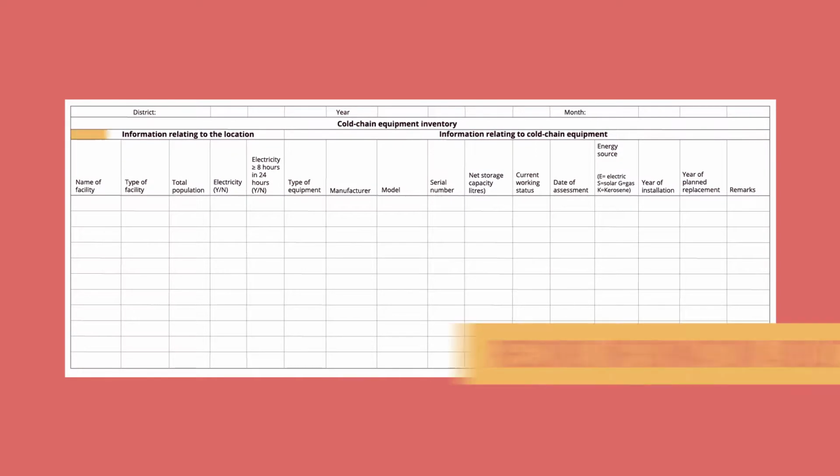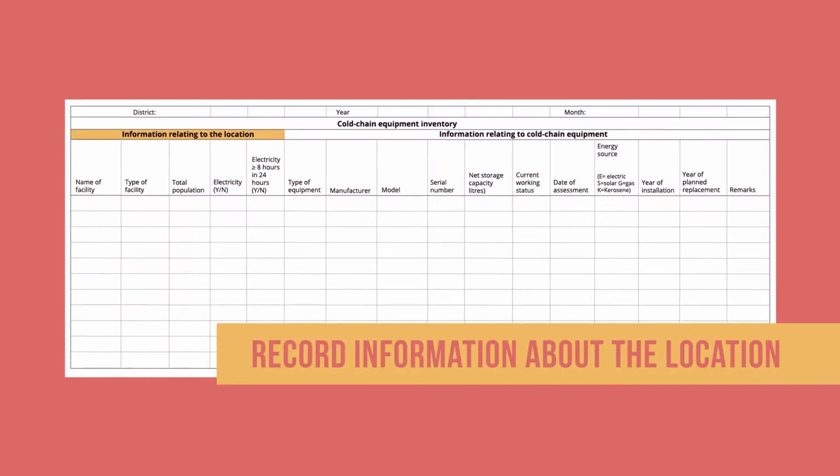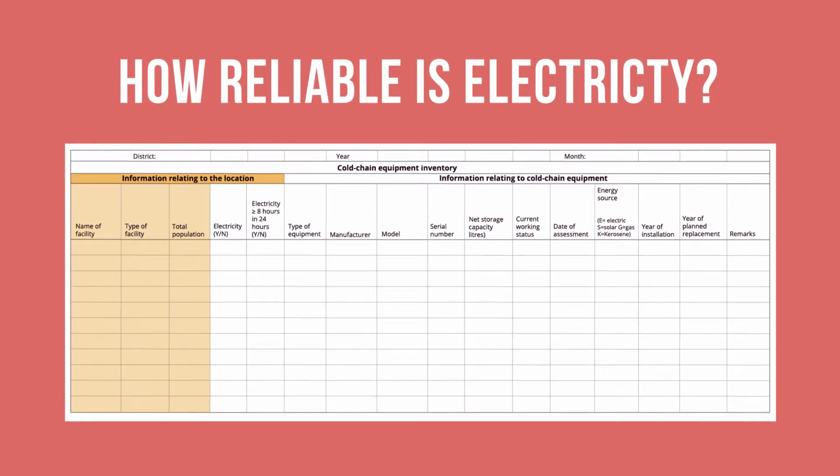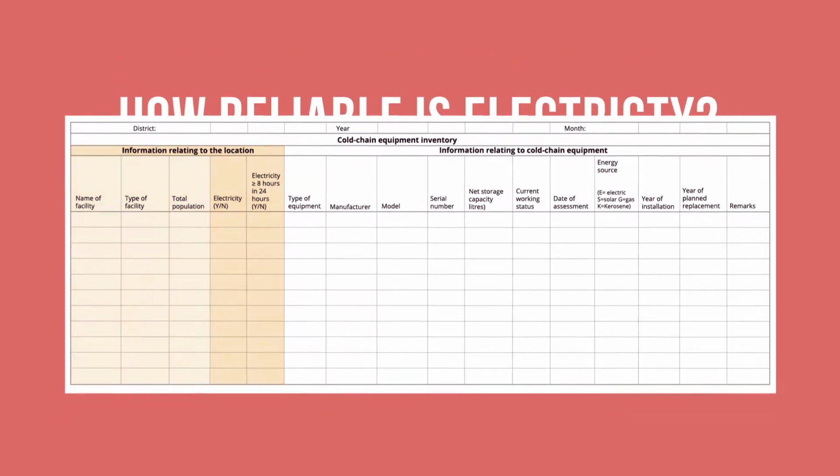First, record information about the location of the equipment. You will write down the name of the facility, the type of facility, and the population of the area. How reliable is electricity for this location? It is helpful to know how many hours of electricity a location may have access to in a 24-hour period.